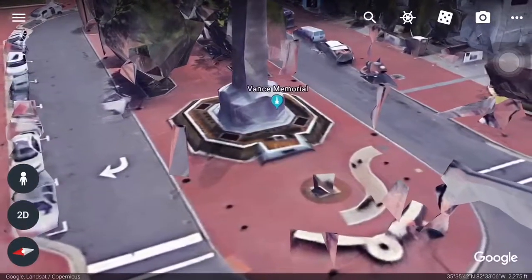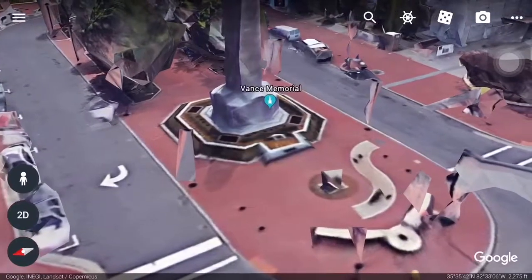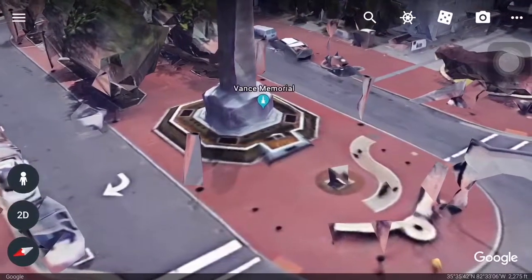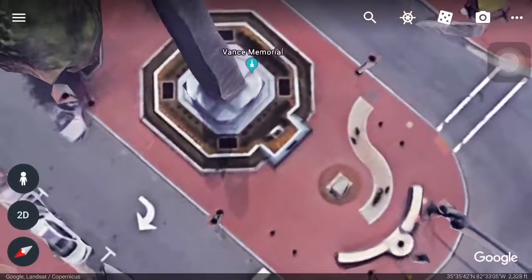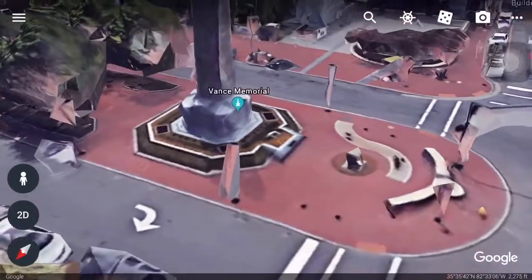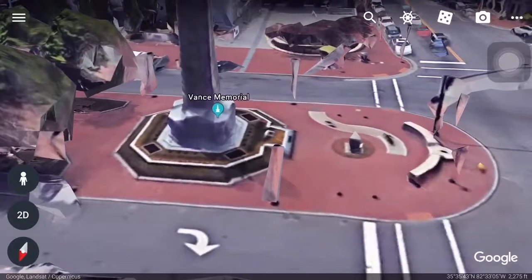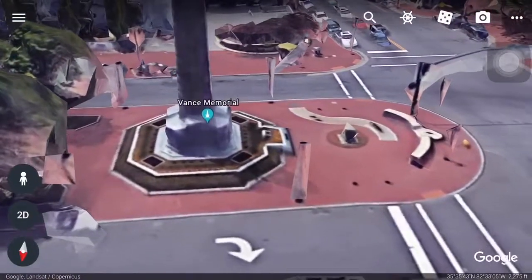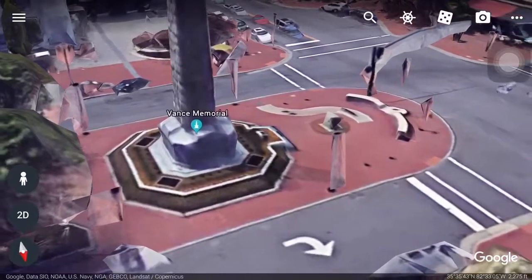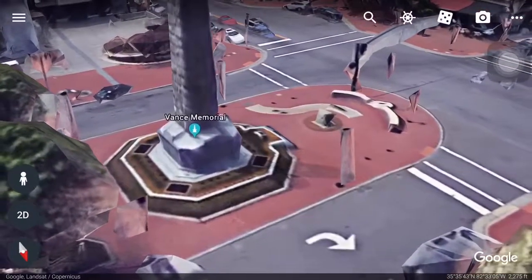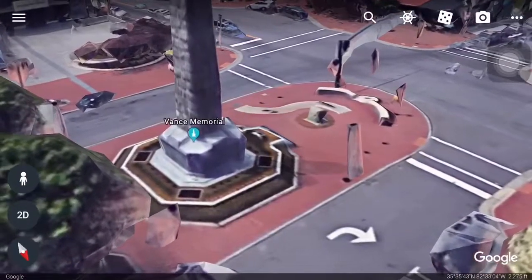And there would be underneath this concrete, underneath this Vance monument that you're looking right here, and this street, and these buildings, and these banks. And that's what we are going to try to get to here in this series. We want to get to the ancient Asheville. And we want to get to the ancient Asheville now.